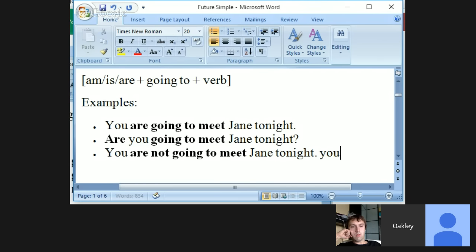Be careful of spelling because it looks like this. It is not Y-O-U-R. That is the possessive. That is something totally different. It will look like this. You're not going to meet Jane tonight, but it's probably more normal to always contract the not with the auxiliary. So most native speakers would probably say you aren't going to meet Jane tonight. Either one is perfectly correct in spoken English. However, it's probably more likely to normally just contract the not. All right. That's what it looks like.